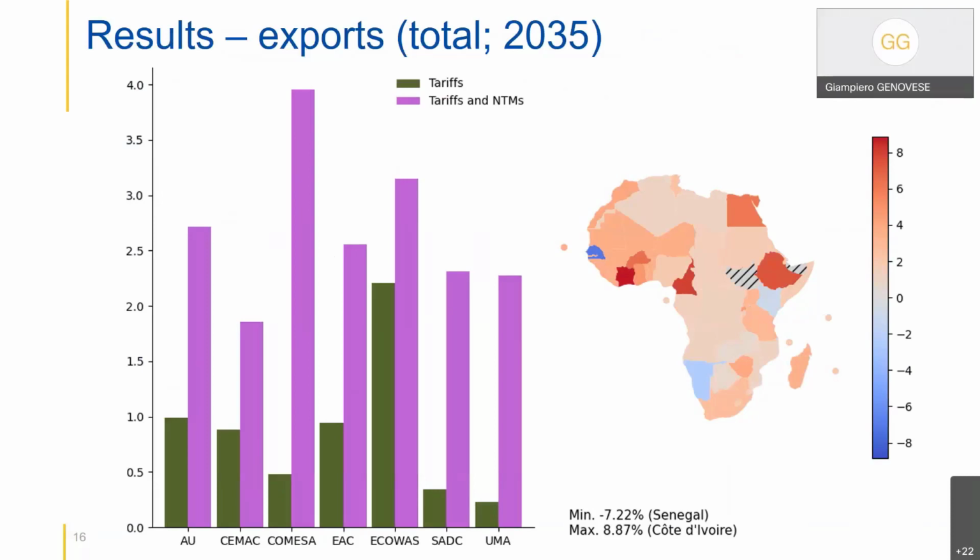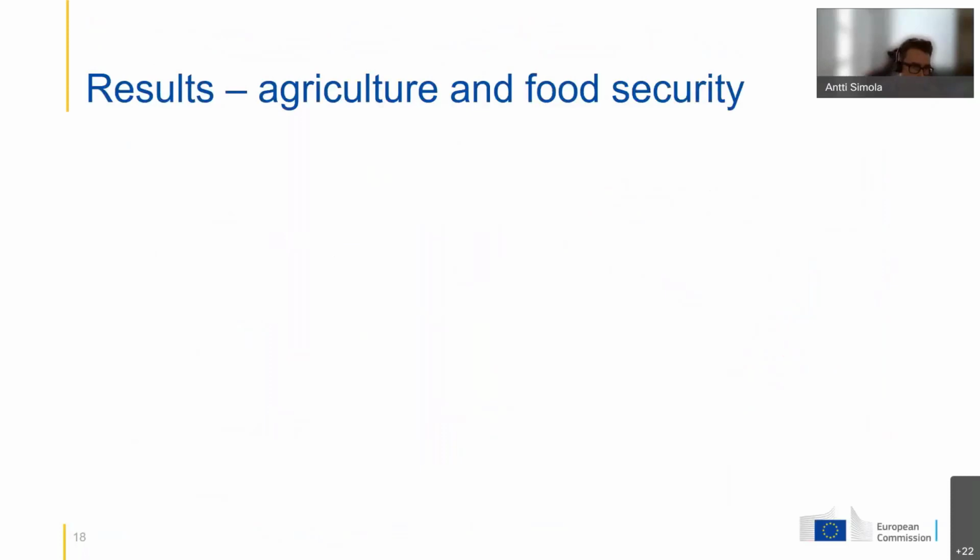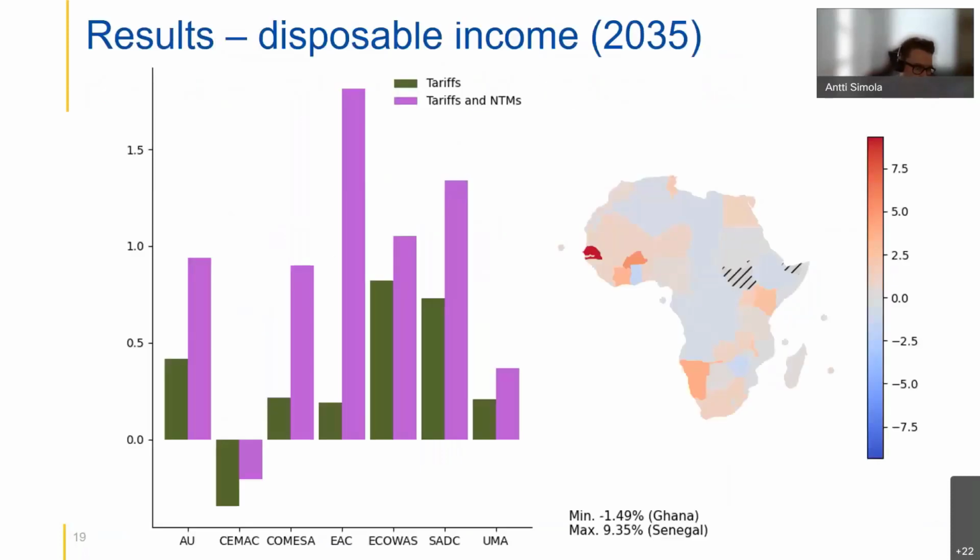Okay, I will move to the food security results in that case. So on the first slide, I have disposable income, which is perhaps the best macro level indicator of food security. And this is how it looks in our simulations. In general, the disposable incomes do increase. And on the African Union level, the increase is higher than GDP.